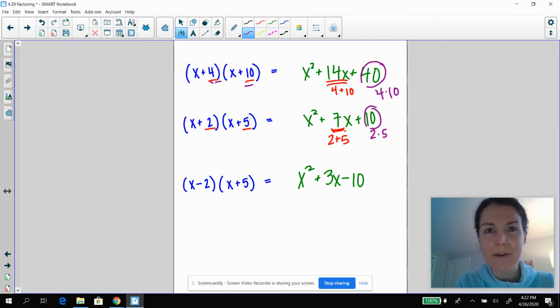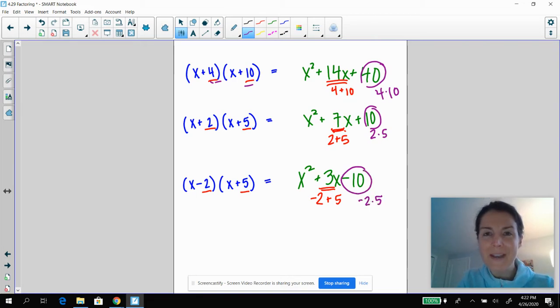Let's see if this happens down here. So -2 plus 5 is a positive 3. But -2 times 5 is a -10. Huh. So that's kind of cool that they've got that relationship.